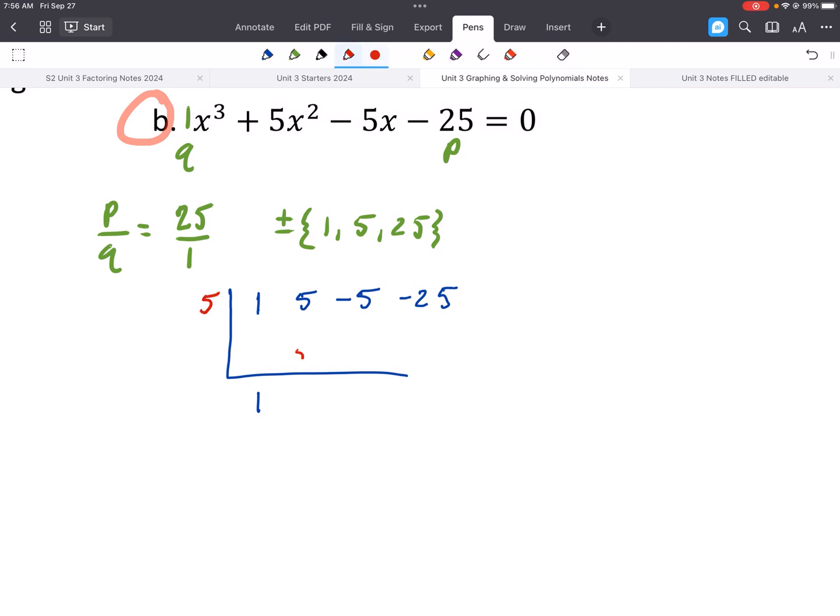So 5 times 1 is 5, and we would end up getting 10. Multiply would get 50, and already I'm looking at this, I'm like, there's no way this is going to work out. It's definitely not 25. So let's go and try -5. Pretty sure this one's going to work, okay? So we'd multiply to get -5, which gives us 0 when we add, and then we'd multiply, add, multiply, and we got it. That's our 0, okay? So that's one of our solutions.